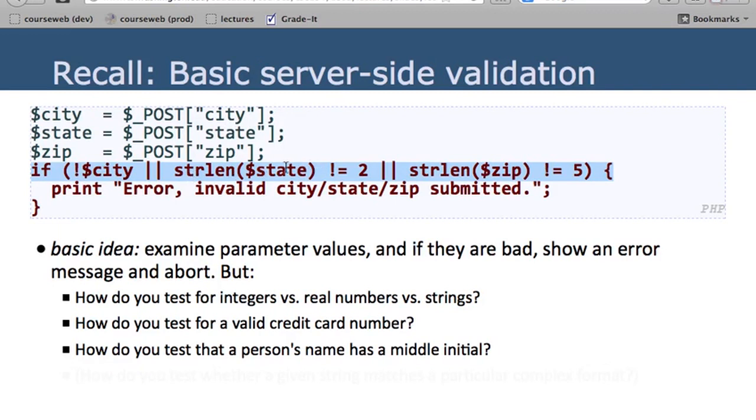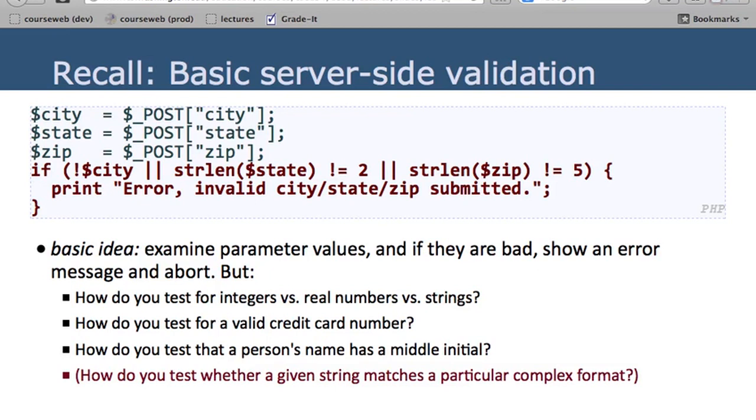At the very basic level, we can check whether the length of the string is two, or the length of the zip is five, but that still doesn't check whether they're the correct kinds of characters. So we need to find a way to check whether they match a particular pattern or a more complex format. I've skipped over one of the slides that I wanted to show, so I'm going to go to the local version.